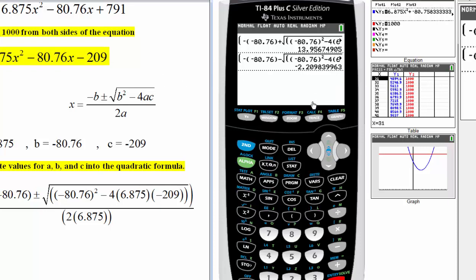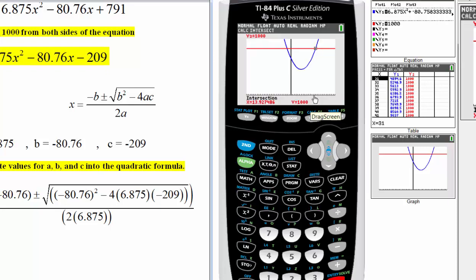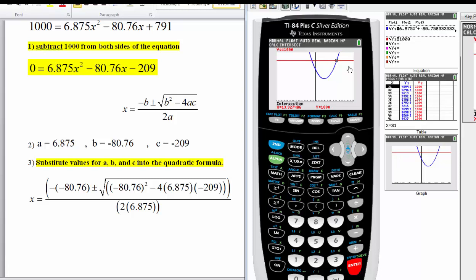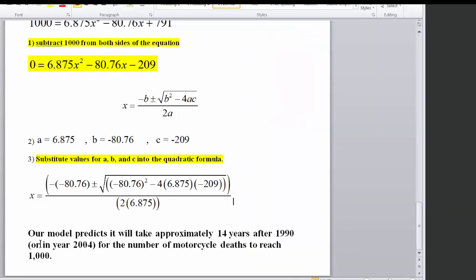And again, this matches what we found when we graphed the problem. If you remember, when we graphed the left side of this equation and the right side of the equation, we ended up with the intersection occurring at 13.927. So we'll just call it 14. So that's us using the quadratic formula to solve this equation. And we've also done this graphically by graphing both sides of the equal sign and finding the intersection. So again, here's a more formal answer, right? Our model predicts it will take about 14 years after 1990, or we can just call that 2004, for the number of motorcycle deaths to reach 1,000.